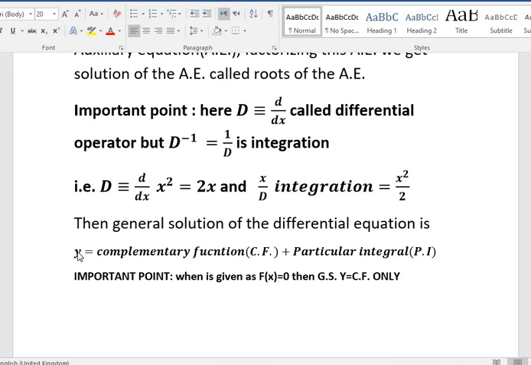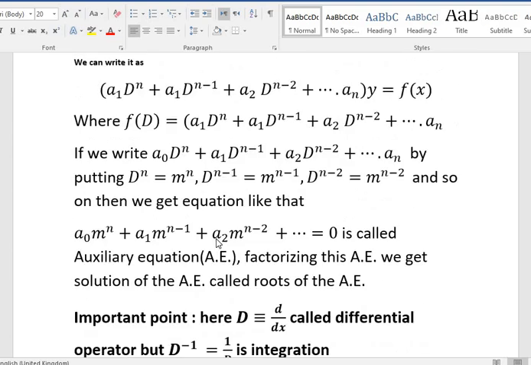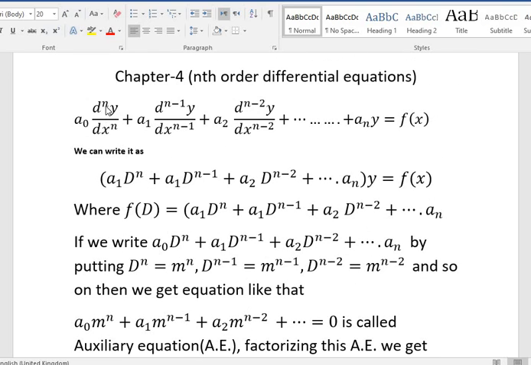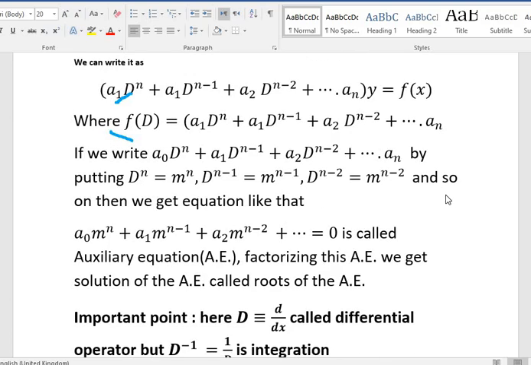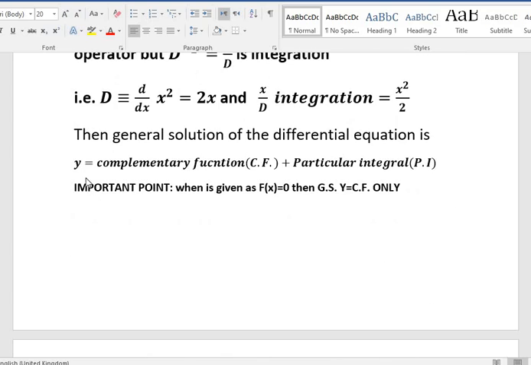Again I am repeating: this y always means the dependent variable, and dy/dx, the nth derivative of y with respect to x. This is called the dependent variable and this one is called the independent variable. Always remember that. So the general solution is complementary function plus particular integral.